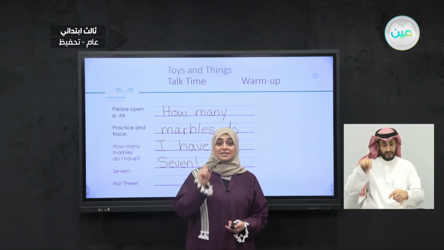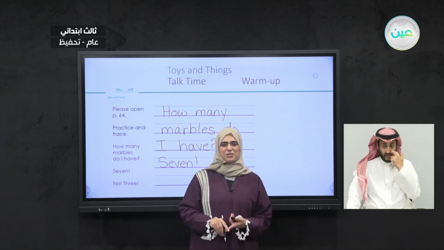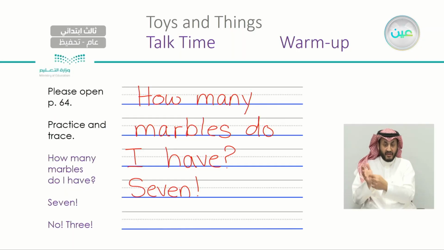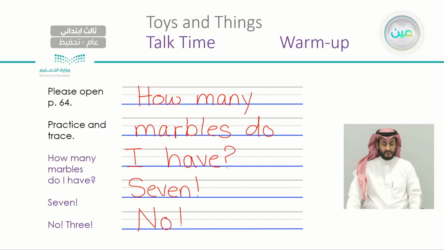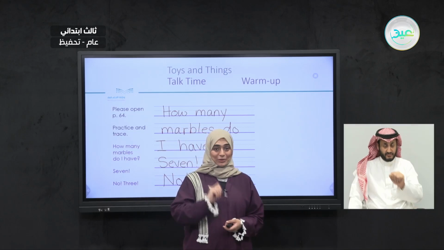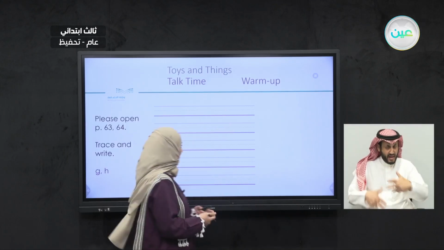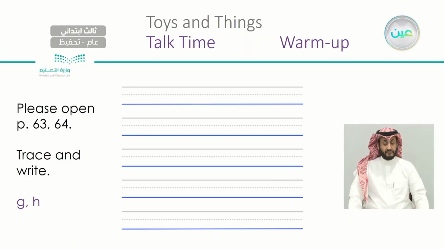So he said 7. And then I said, no, 3. Let's write this down. No. Another exclamation mark. 3. Full stop. Oh, not full stop. Another exclamation mark. Are you with me? Okay. So let's continue on pages 63 and 64.